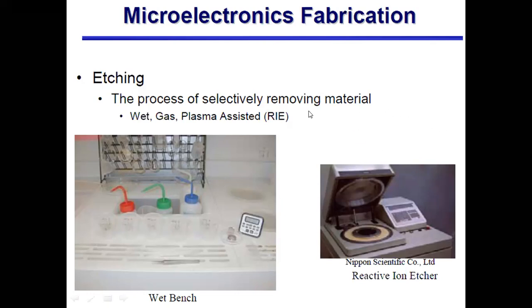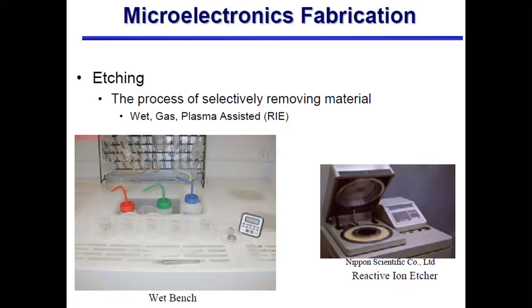Also, we use gases to etch the layers. That type of etching is known as dry etching. And also, we have the reactive ion etcher, where we use plasma.